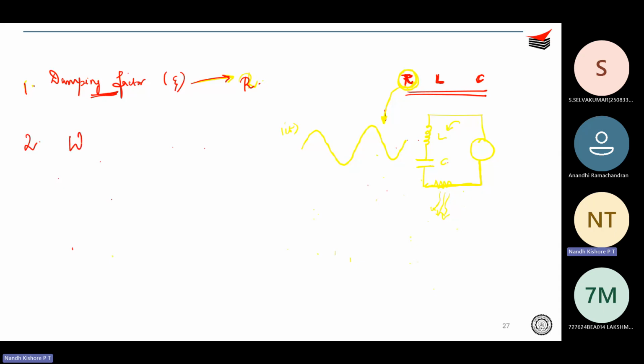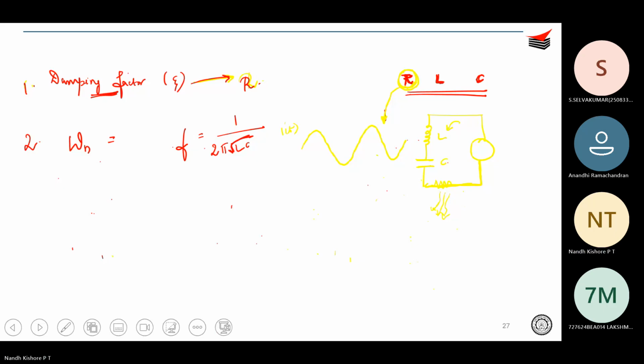What is the natural frequency of the system, the resonance frequency? For a series LC network, in terms of frequency it is going to be 1 by 2 pi root LC, in hertz. If it is in radians per second, omega is going to be 1 by root LC.